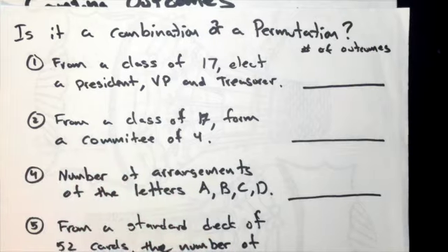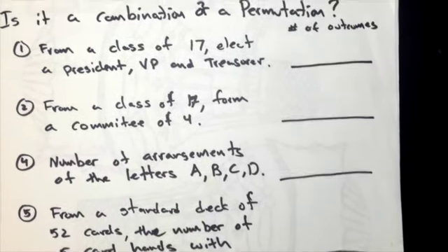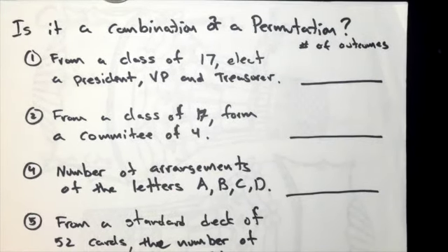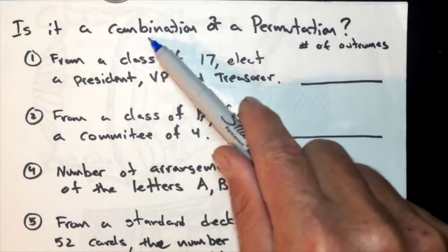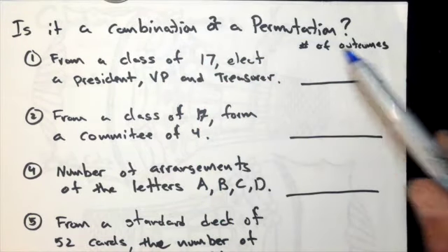Okay, is it a permutation or is it a combination? Let's just go ahead and see if we could think about that. Remember, combinations is where order does not matter. Permutation is where order matters.